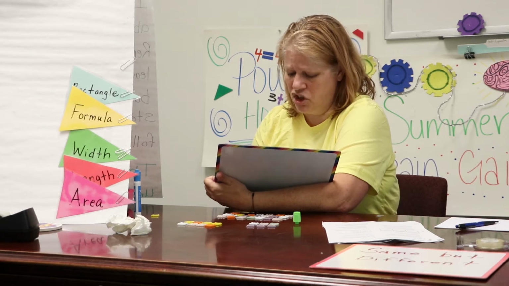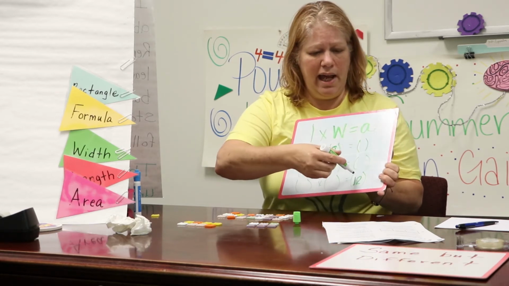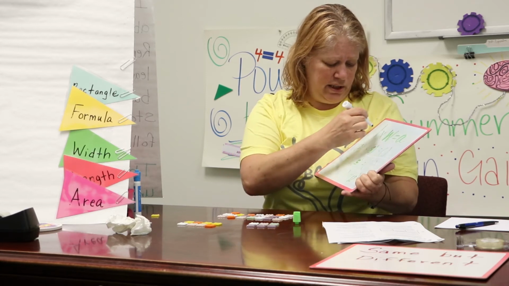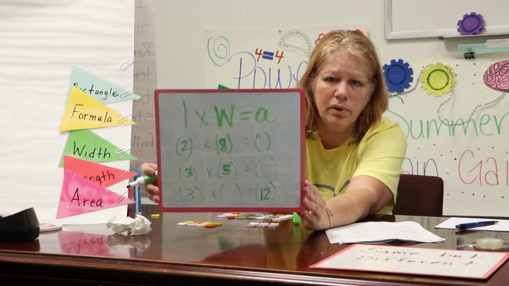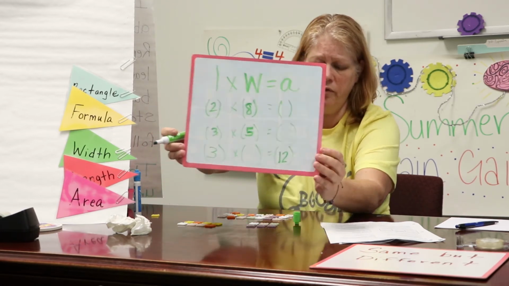So on our first one, our length is 2. So you can just write the 2 in. And our width is 8. Okay? We don't have to do the answer yet. We're going to go on to the next one. The next one, our length is 3. And our width is 5. And on the last one, I kind of tripped it up. Our area is 12. So you're going to write it down here by the A. And our length is 3. So we're going to find the width. So I don't know if you can see that. Pretty good. So now we're going to go figure it out.